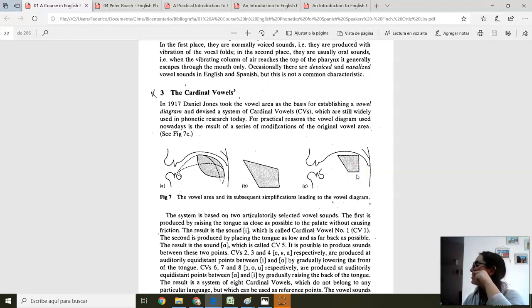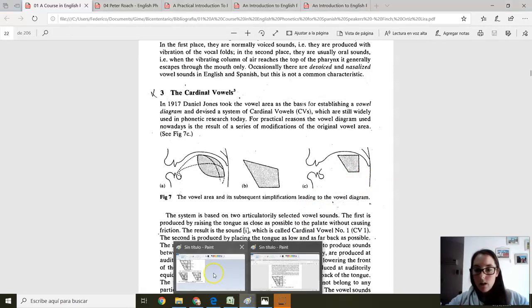And remember that when we say close, we are not saying shut, because we can't produce vowels with our mouths shut. So when we say close, we mean near, that there is approximation, but not that it is shut, because vowels can't be produced if they are shut. Okay, so close means with approximation, close approximation.